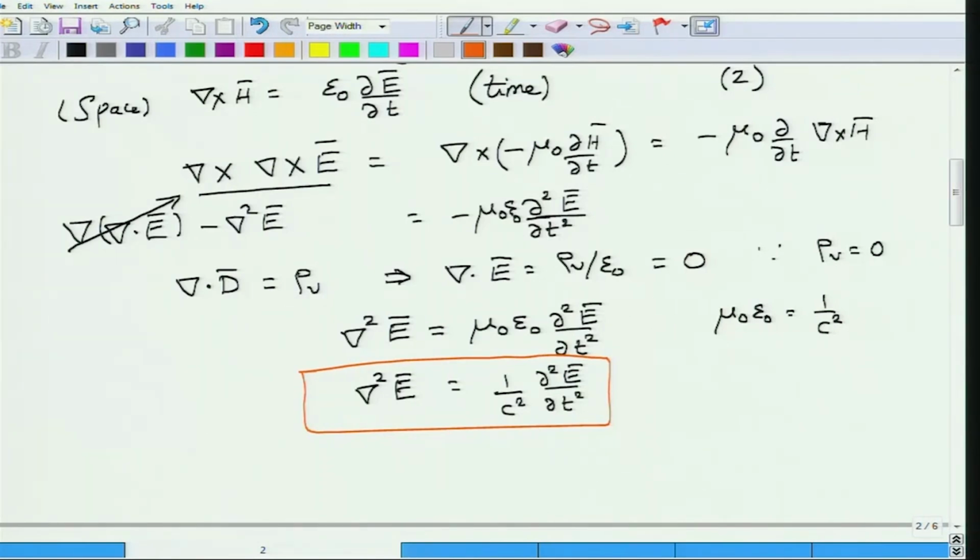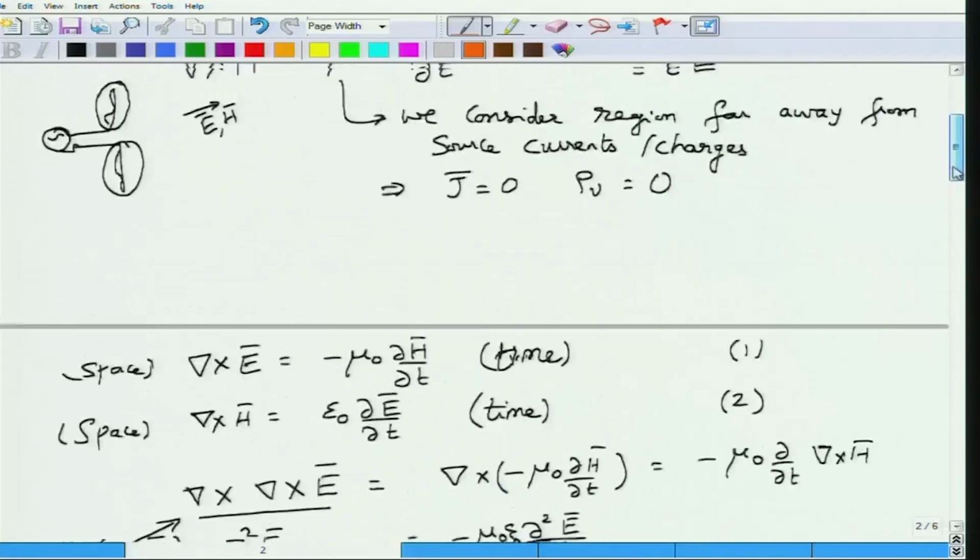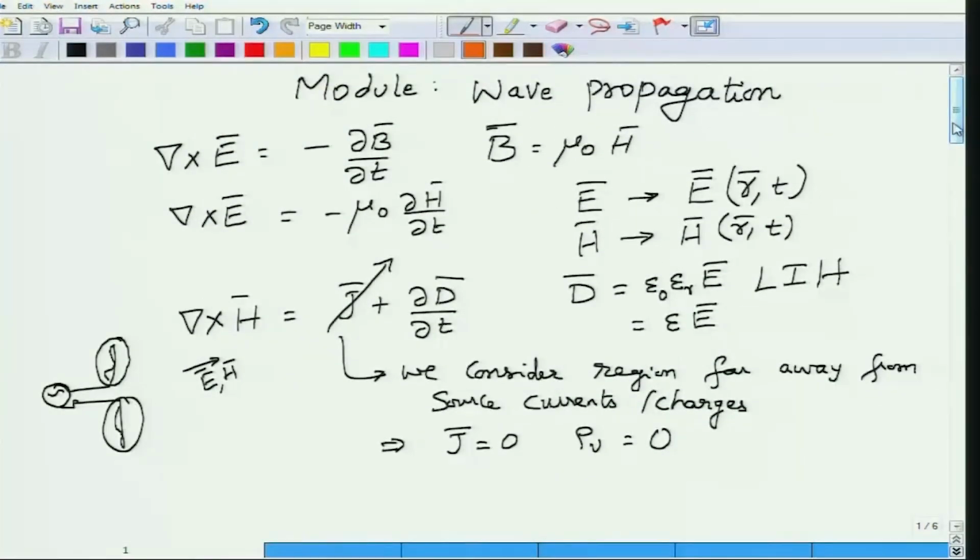Let's just quickly recap what really happened over here. We were considering electromagnetic waves that are generated by time varying currents.